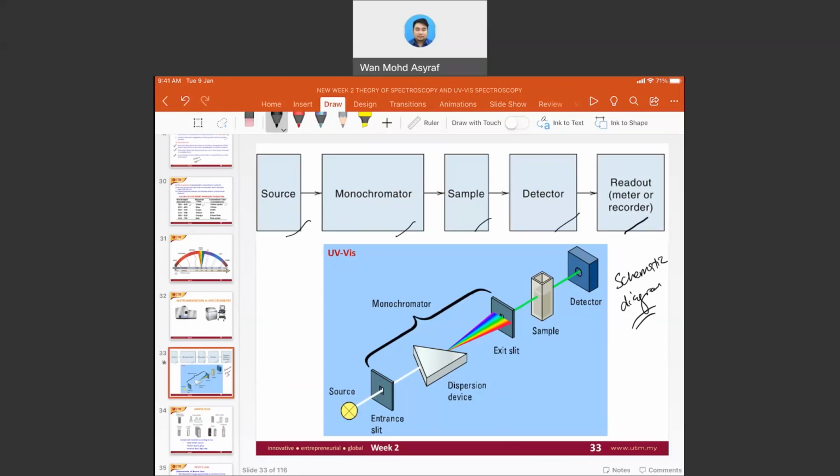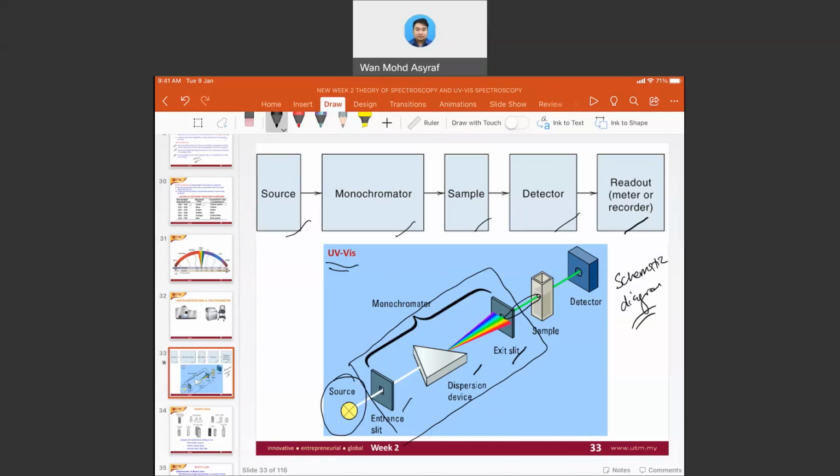Okay, for example, this is UV-visible instrumentation. First of all, you have your light source here. This is the monochromator, which has an entrance slit, a dispersion device, and an exit slit, where the exit slit would only choose your wavelength of interest. In this case, you can see that only green light is passing out through the exit slit. So the function of the exit slit is to choose the right wavelength for your sample. You choose it yourself.